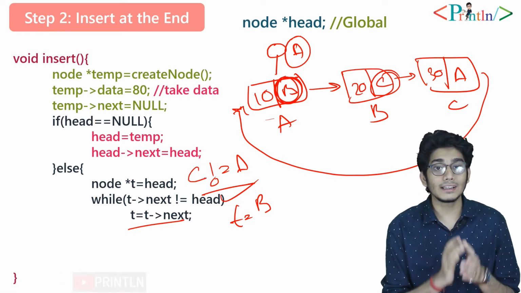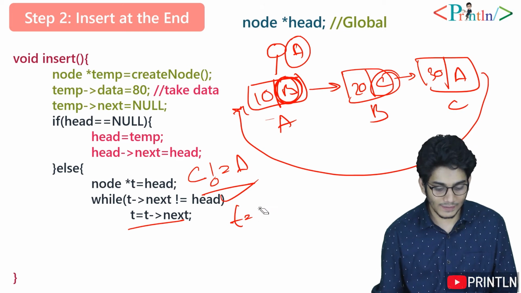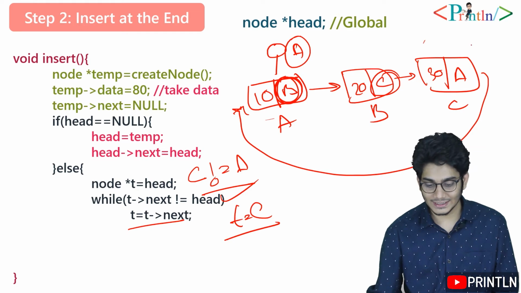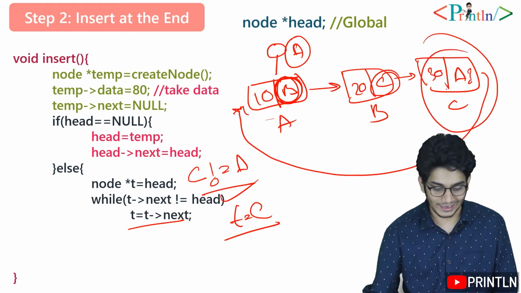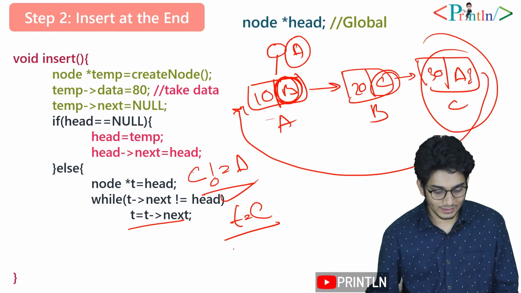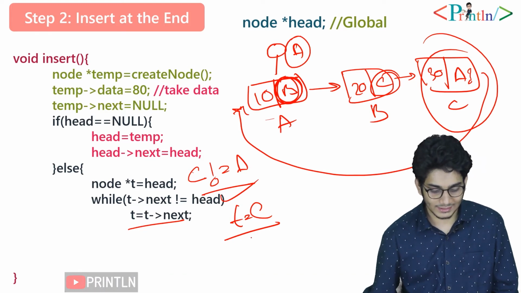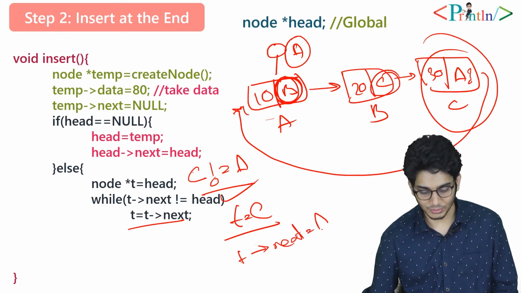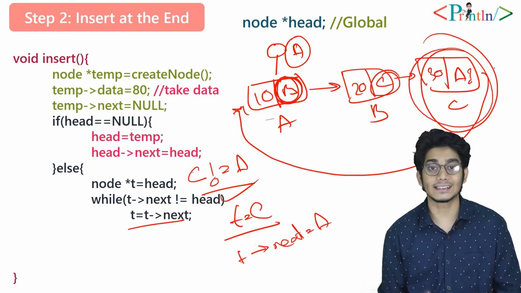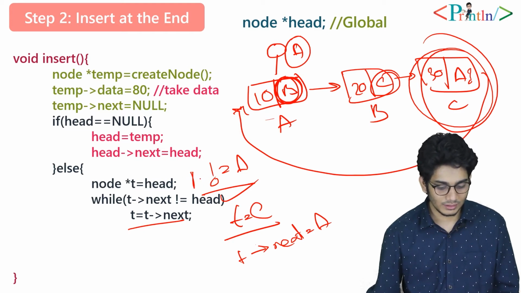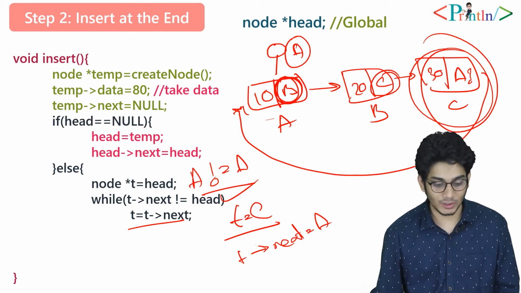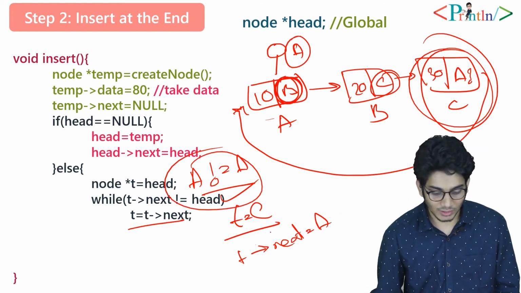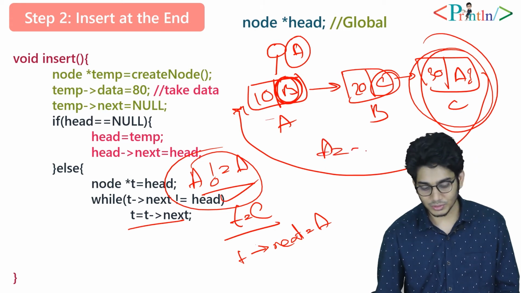Then what we'll do? We'll just move T. Now what is the value of T? That is C. Now what is C next? C next means A, right? Now what is the value of T? That is C. C next means T next equals A. So what does C next contain? It contains A. Now the loop will be terminated because A equals A. So in this portion the loop will be terminated because A equals A.